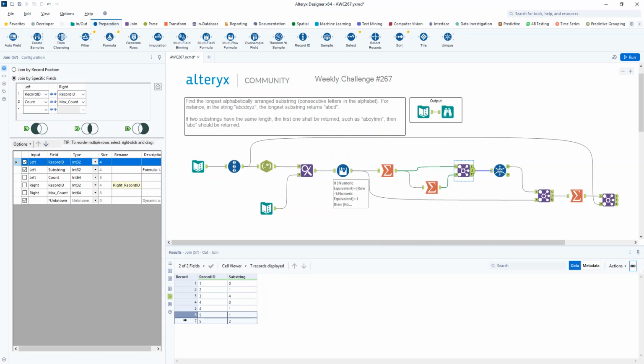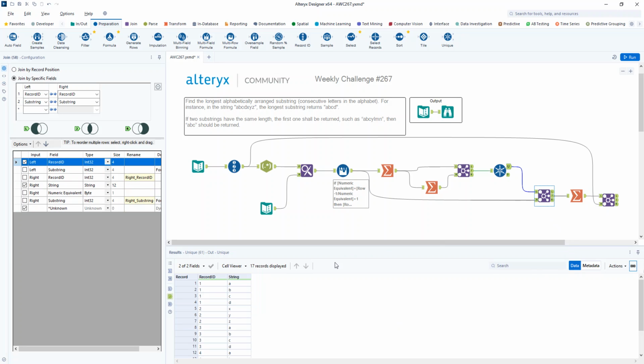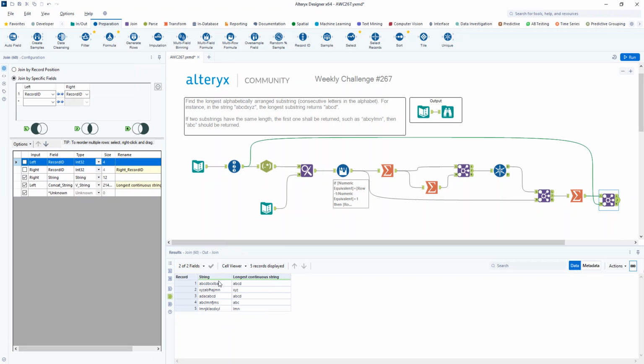and noticing that we have some duplicates for 4 and 5, so we'll just do a unique tool there to only get the first ones where they appear. Join that back to our data so that now we know which substrings are the longest ones, concatenate those together in a summarize tool and join it back to our original data set. Just doing a little bit of renaming there too.